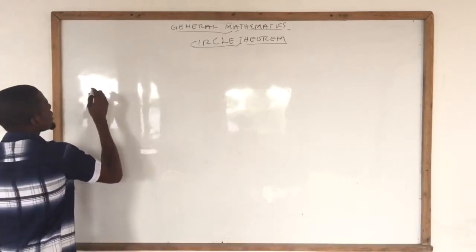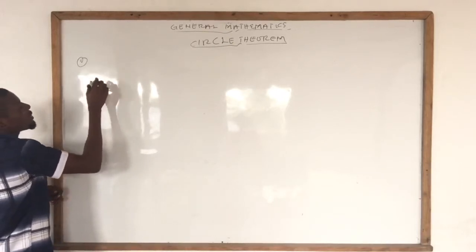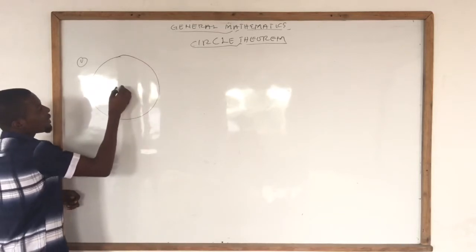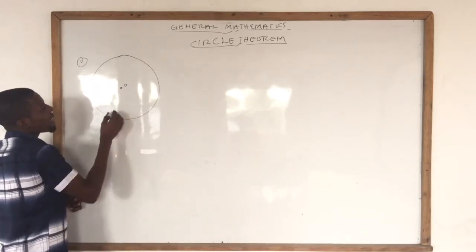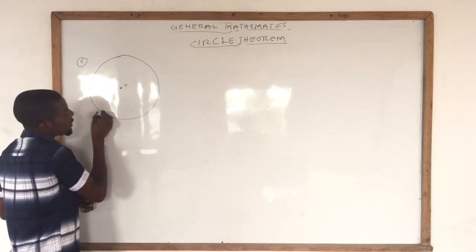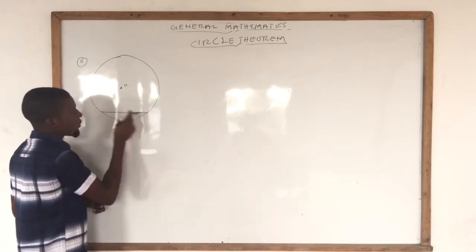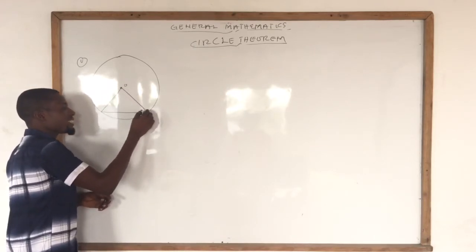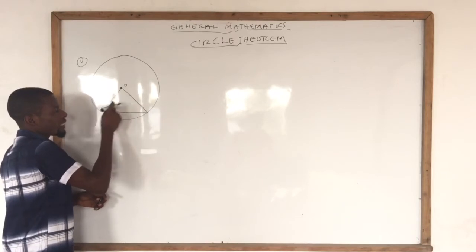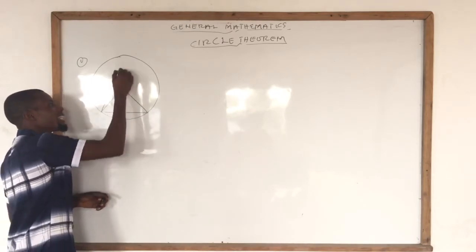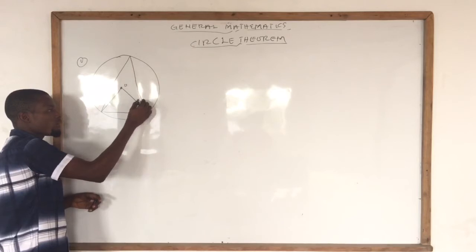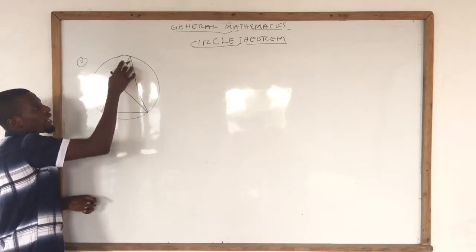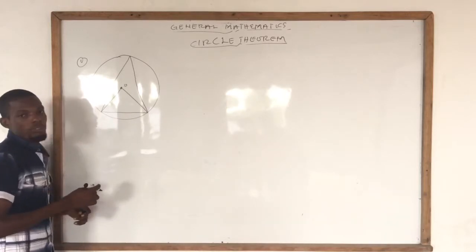Now, the first property says that if this is a circle and this is my center, say O, and there is a chord, right? This is a chord, and the chord subtends an angle at the center. This same chord subtends another angle at the circumference of the circle. Then the angle at the center is twice the angle at the circumference.